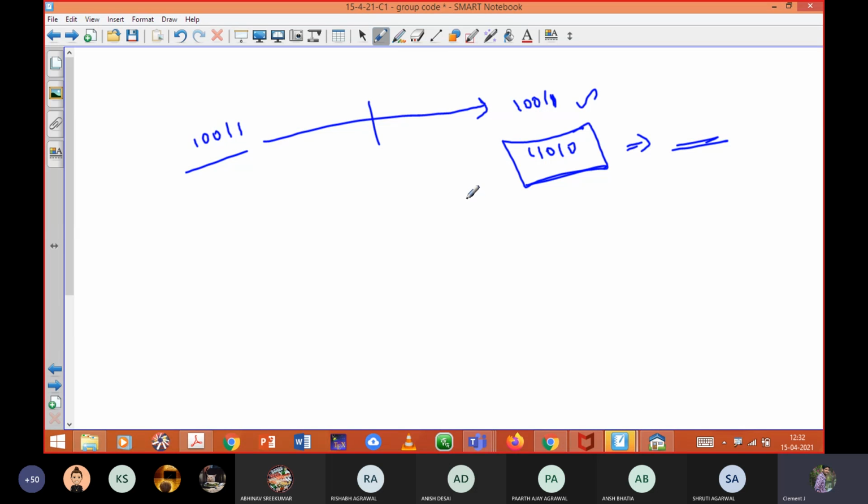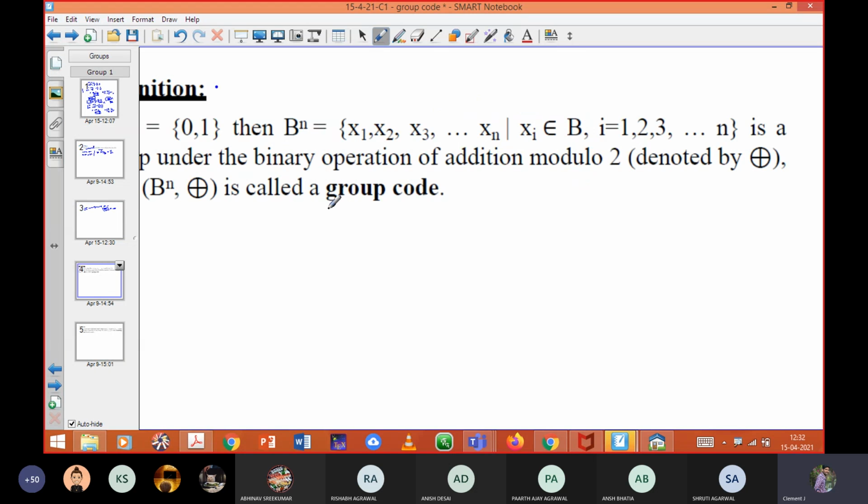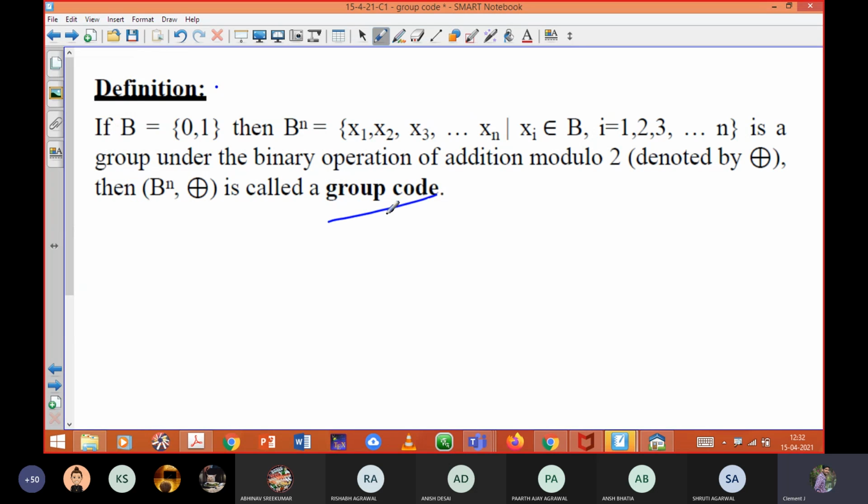Okay, so first, let us understand what is the definition of group code. That is already we have discussed. So group code is nothing but it involves the numbers 0 and 1. You need to understand that first. It involves the numbers 0 and 1.